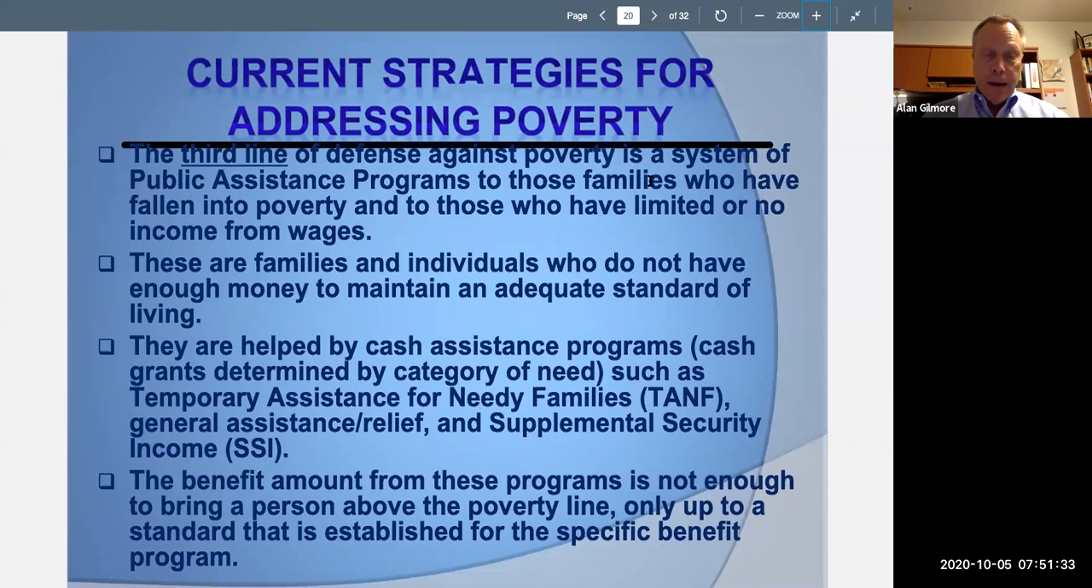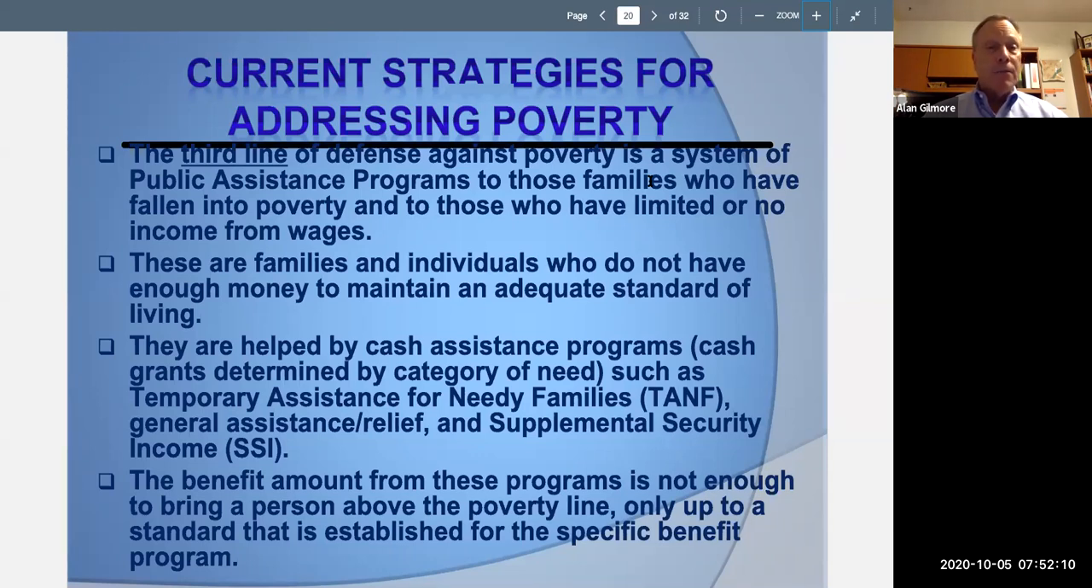Finally, the third line of defense against poverty. So the first line of defense has been a strong economy where everybody is able to get jobs and pay all their bills. The second line of defense is all these social insurance programs that you've been paying into, so that if you become injured, you've got money. If you retire, you've got money. If you become disabled, you've got money. Now, the third line of defense against poverty is a system of public assistance programs for those families who have fallen into poverty and those who have limited or no income from wages.